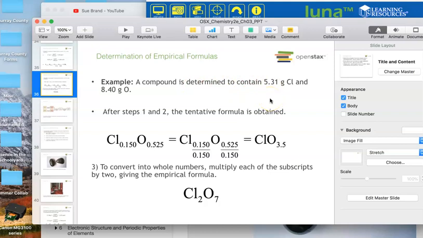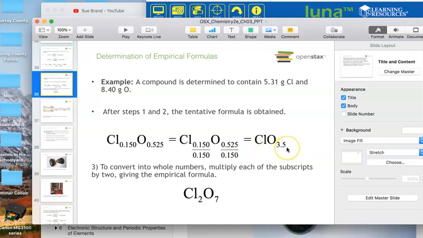And then mass to moles. Okay, so I could convert mass to moles, and they're not showing you this here, but this is the number of moles you get for chlorine, 0.15, and then 0.525 for oxygen. Okay, so percent to mass, mass to moles, and then divide by small. Again, we're dividing by the smallest number, and in this case it's 0.150. And then here we get 1 and 3.5.